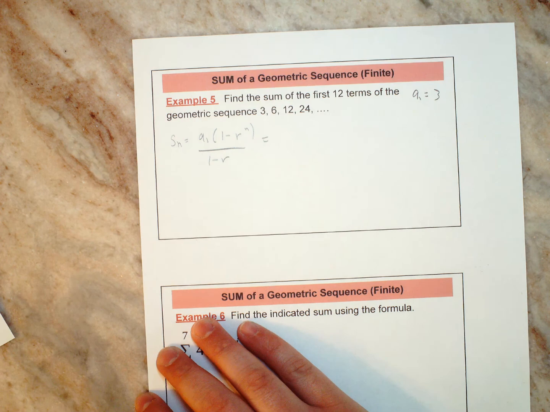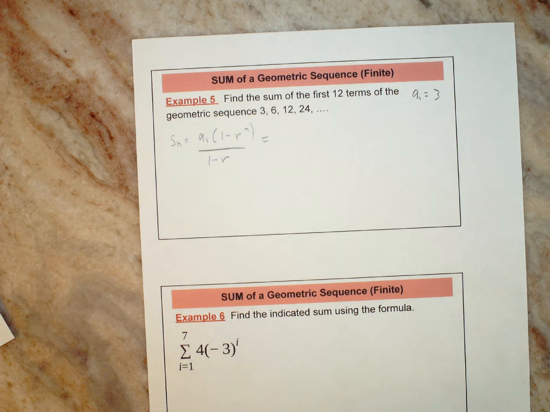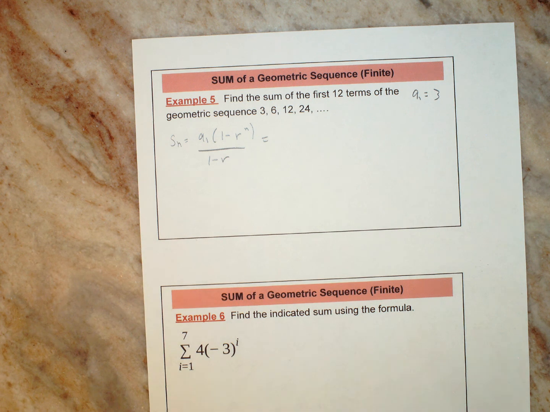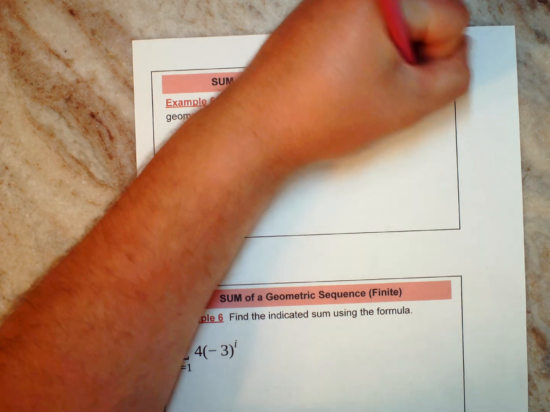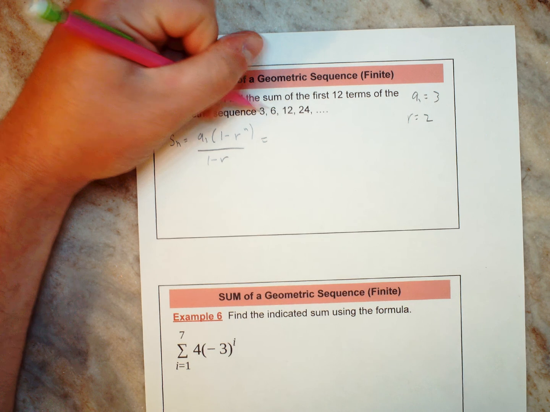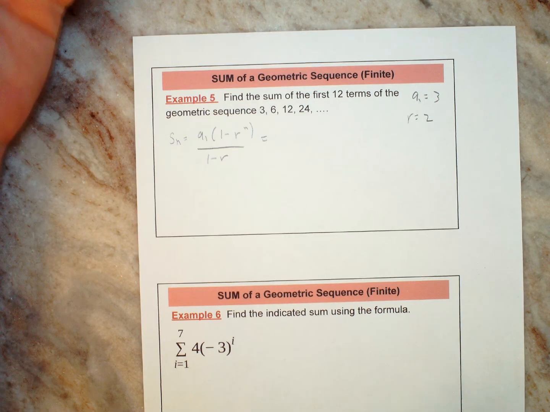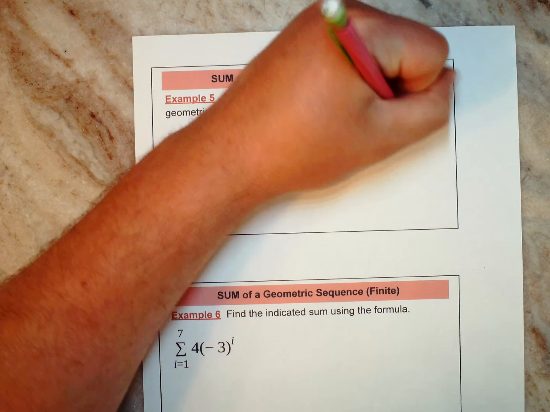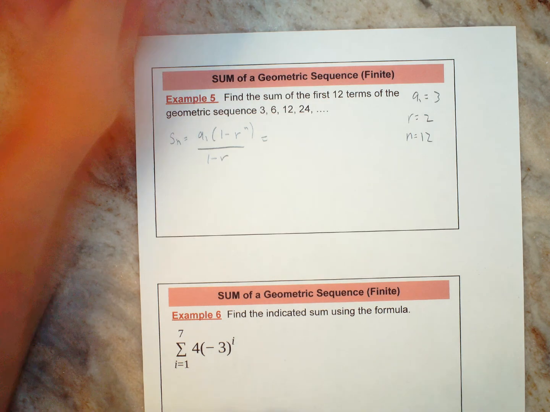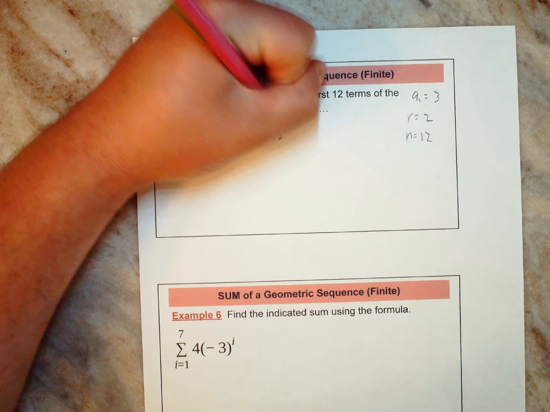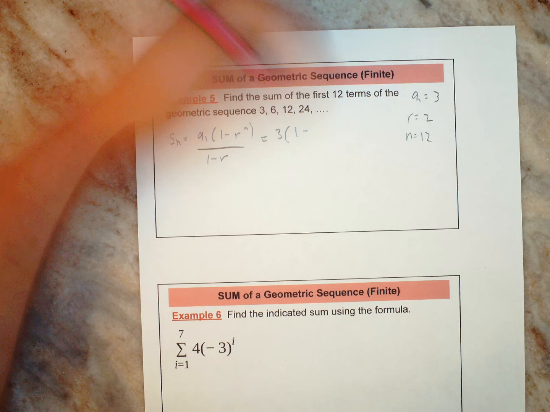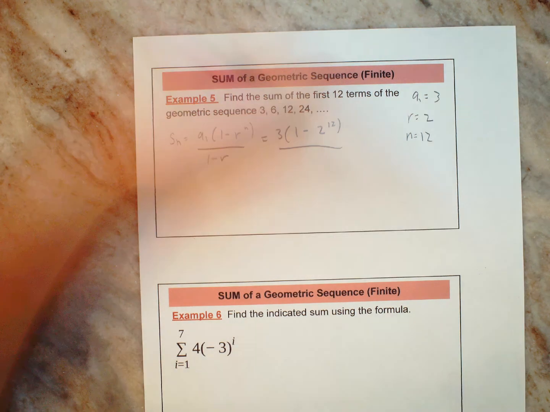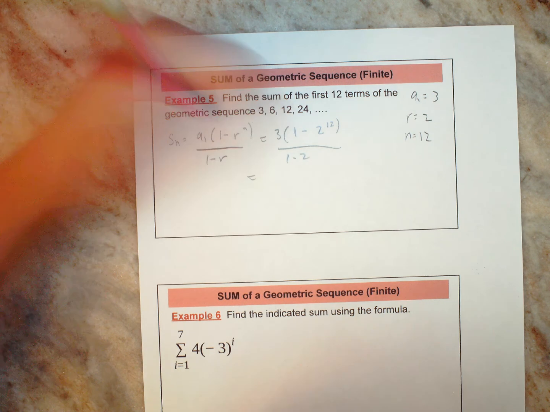A1 is 3. What is R? We should all recognize that R is 2. Why? Because you go from 3 to 6 to 12 to 24. You're doubling. So it's 2, and n should be 12. So A1, which is 3, parentheses 1 minus R, which is 2 to the 12th, over 1 minus 2.